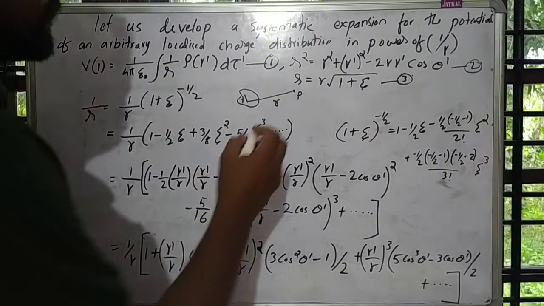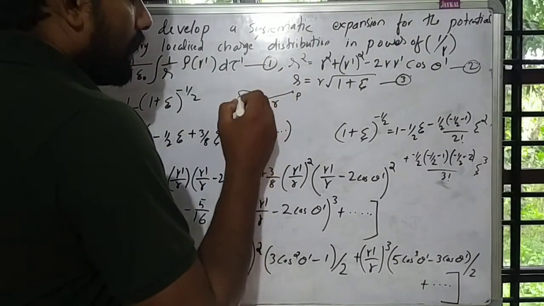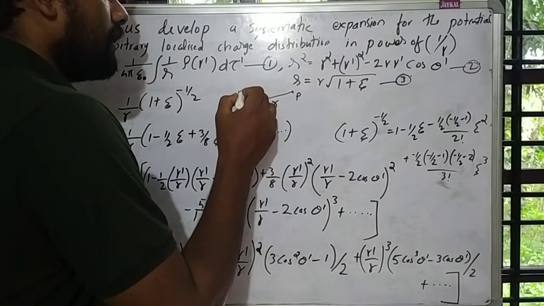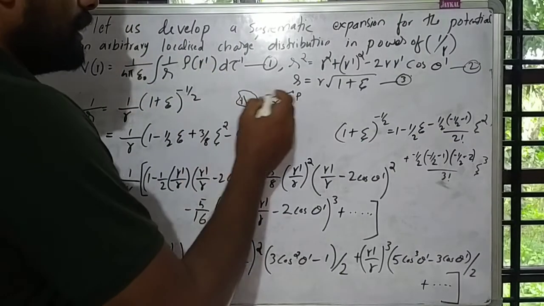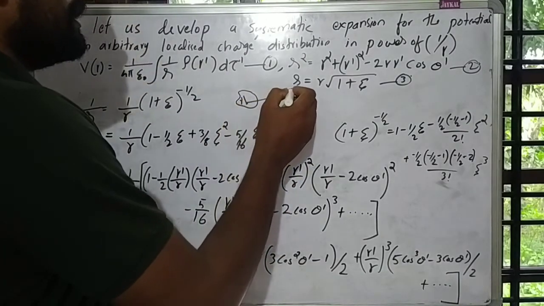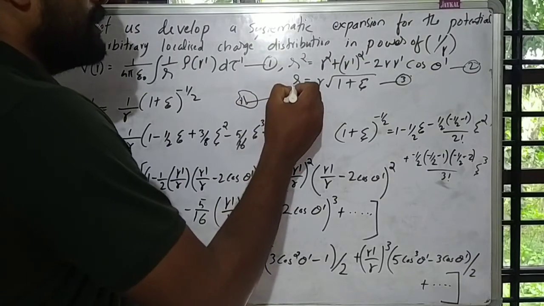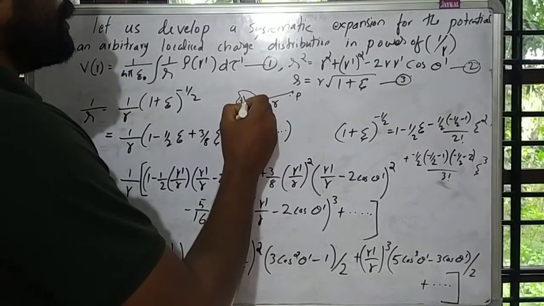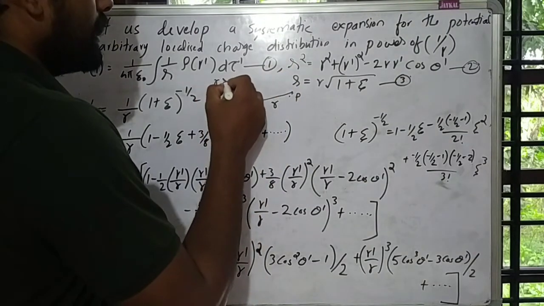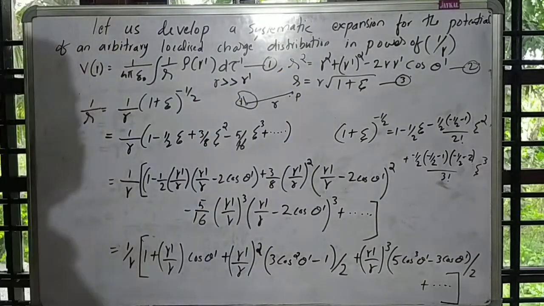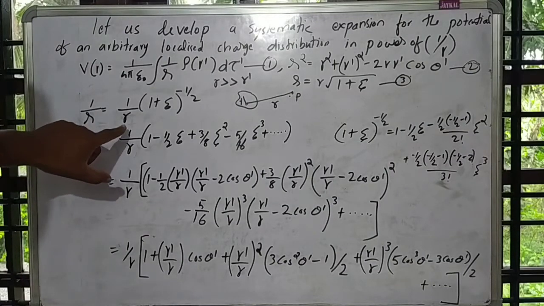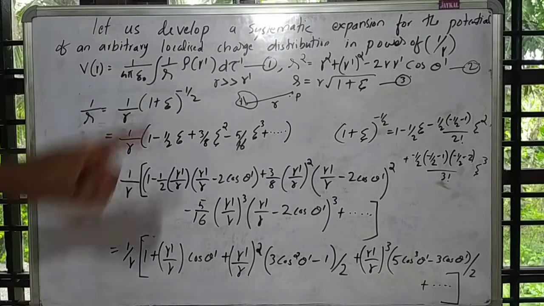And since this r dash is the distance between the origin and a localized volume, and r is the distance between this localized charge distribution, the origin, and the point P far away from this localized charge distribution, r is greater than r dash. So we can use binomial expansion for this one.